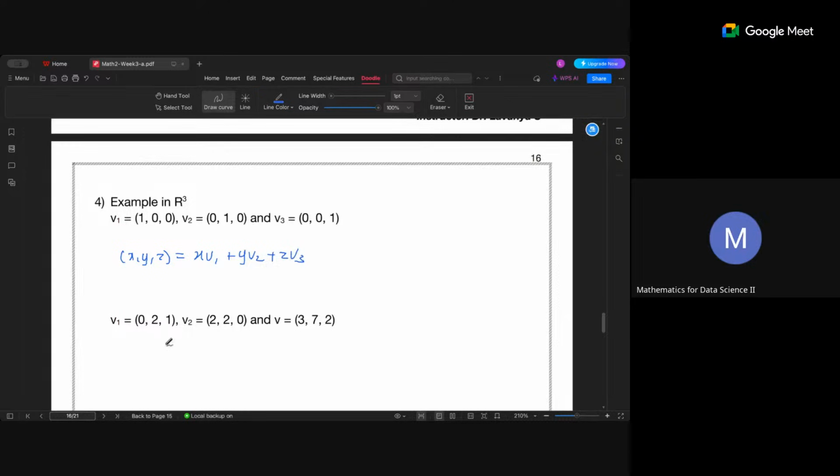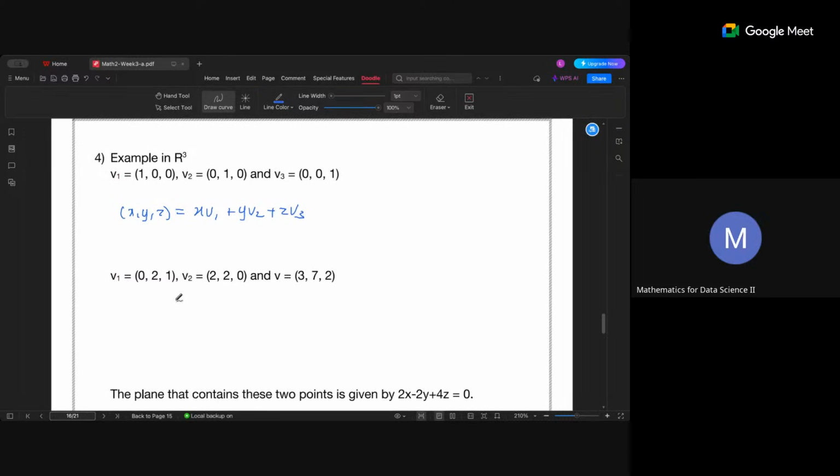Okay. Similarly, how can we check whether these three vectors, so this is a little more involved. Again, you need to solve a system of linear equations. Can you write (3, 7, 2) as a linear combination a1 V1 plus a2 V2, as a linear combination of V1 and V2? Are V1 and V2 linearly independent? Yes, ma'am. So V1 and V2 are linearly independent. Okay, that is there. But now we are in R3, so we have to check whether V belongs to the span of V1 and V2.